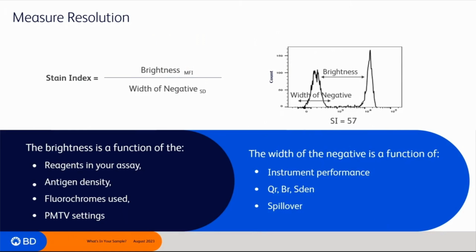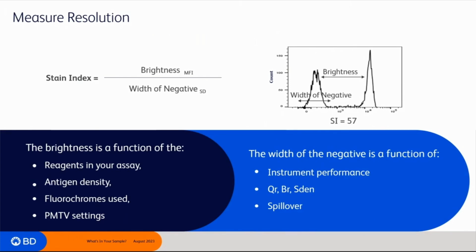Let's talk about the brightness. Brightness is simply the difference between the MFI of the positive and the MFI of the negative. Brightness is a function of reagent in your assay, antigen density, and fluorochrome yield. So it can also depend on the instrument settings such as PMT voltages.